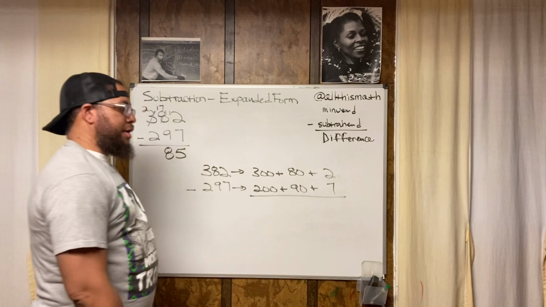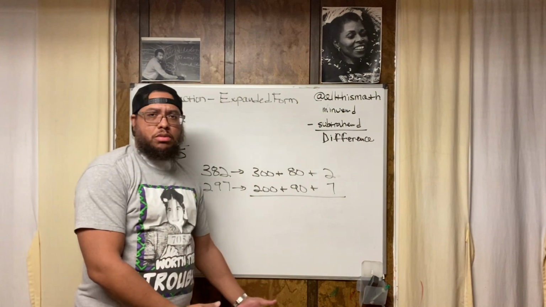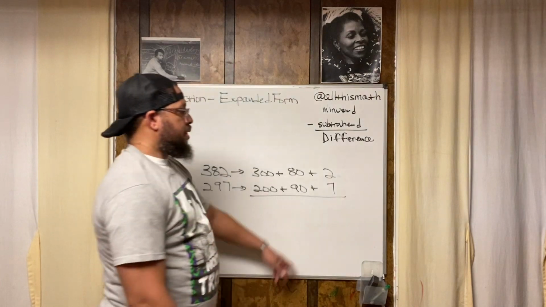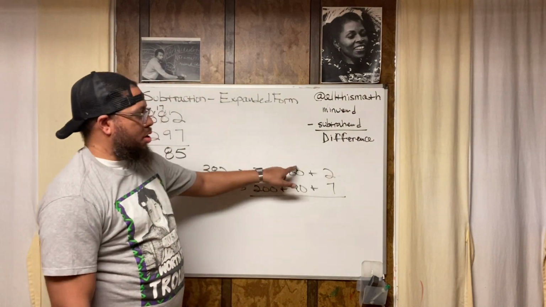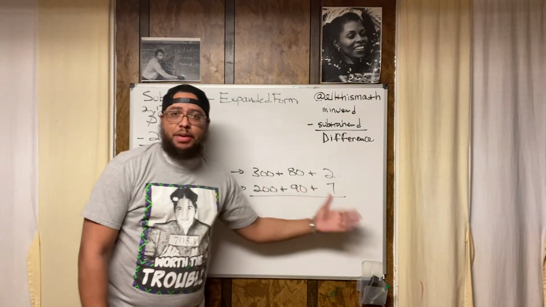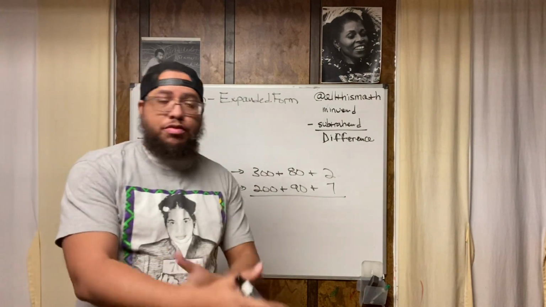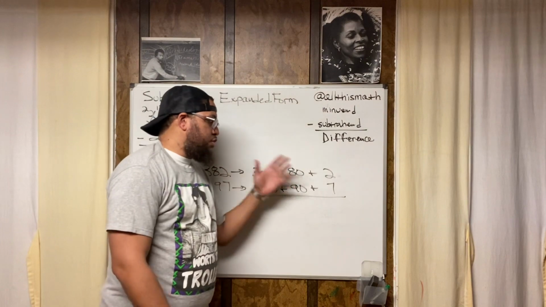So now we're going to subtract. We're still going to borrow, but we're going to subtract. This is a 2, this is a 7. So I'm going to borrow 10. Now, the benefit of the expanded form is for you or your child or your student or whoever to be able to actually see what's really happening.